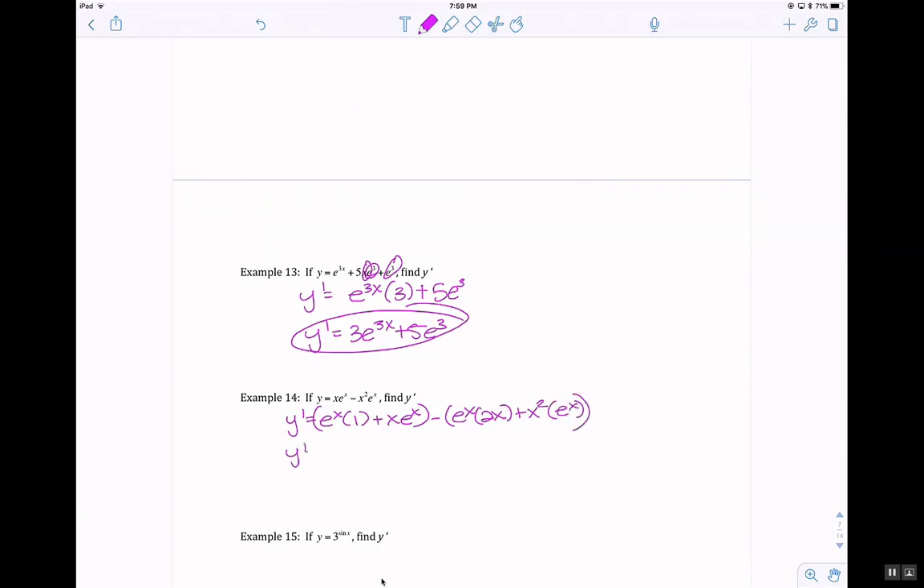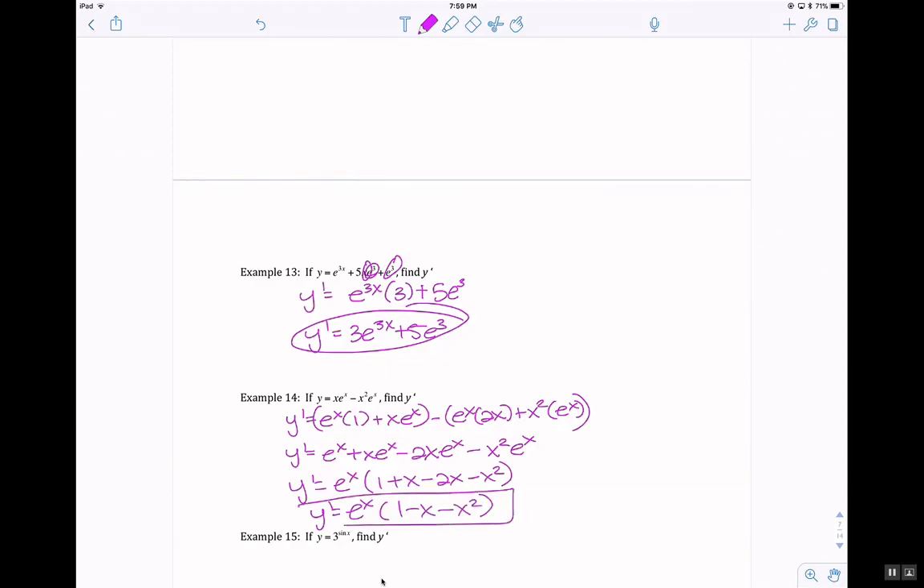So y prime: e to the x, plus x e to the x, minus 2x e to the x, minus x squared e to the x. So you have a common e to the x: 1 plus x minus 2x minus x squared. So y prime is e to the x times 1 minus x squared.